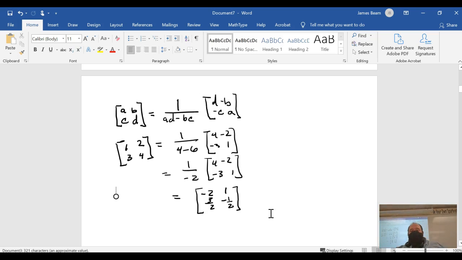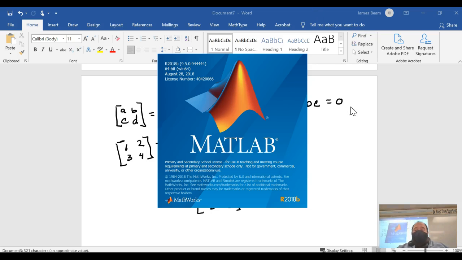One really important thing. What happens if AD minus BC is equal to 0 here? There's no inverse. Because what happens? I get division by 0. Okay, that's a key point, and that is going to become really, really critical. So in the 2 by 2 case, AD minus BC cannot equal 0. If it does, then I don't have an inverse.